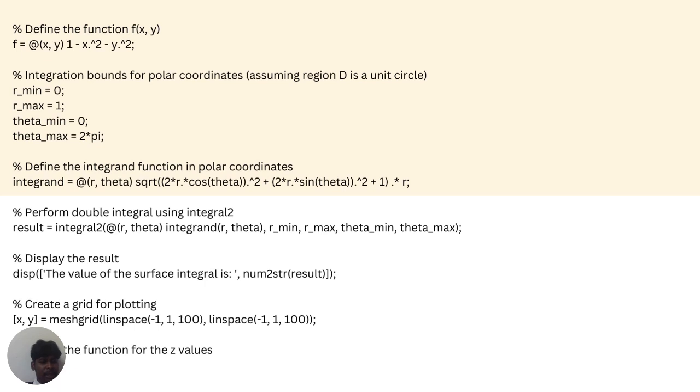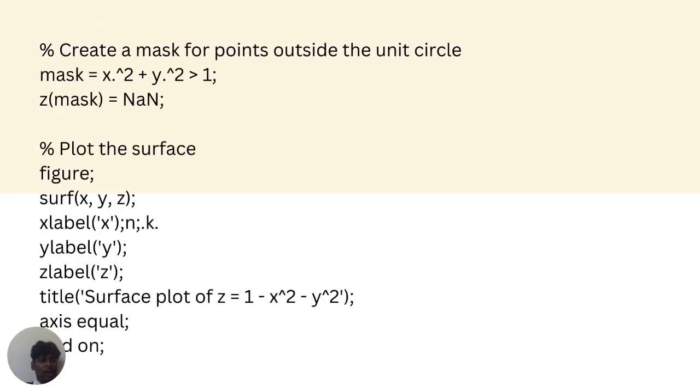We make a meshgrid from negative 1 to 1 with 100 points, and define the function z value of x and y. This creates a mask for points outside the unit circle, where x square plus y square is greater than 1. This is the equation, and after that I plot the surface, with labels for x, y, and z, and a title for the plot of z, the equation in the question.